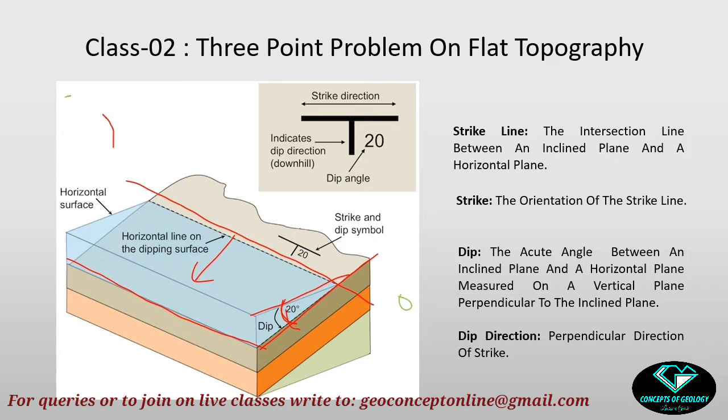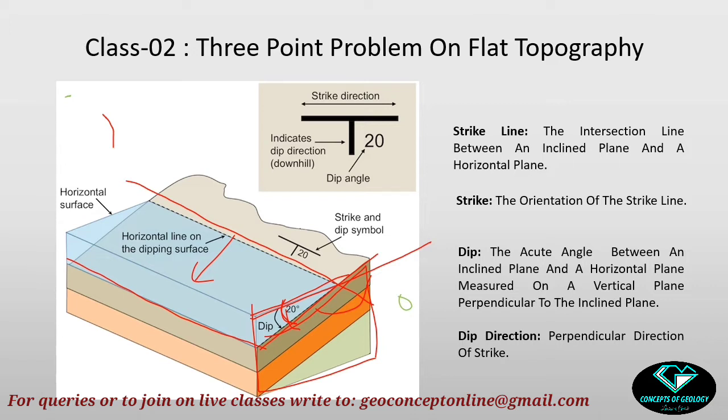Now very clearly, if I extend the horizontal plane like this one, I will have an obtuse angle, this one also. According to the definition of dip, this angle will be avoided. We will take the acute angle. And on which plane are we measuring this angle? We are measuring this angle on this plane. This plane is a vertical plane. So dip is a vertical angle.